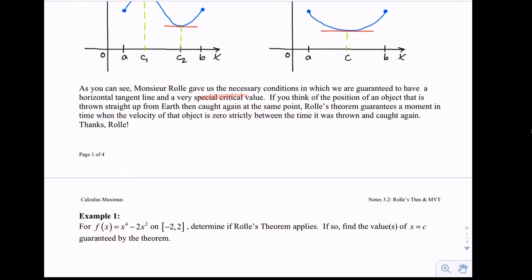Then Rolle guaranteed that there had to be some place between the time I left my hand and the time I caught it again, awesomely in the exact same spot. There had to be a place where the derivative of the position was 0. That's where the velocity would be 0. Thanks, Rolle. I know it exists. What would that be? That would be the point at the very top, right there before the ball came back down. Okay, thanks, Rolle. It's nice to know that that's going to be there.